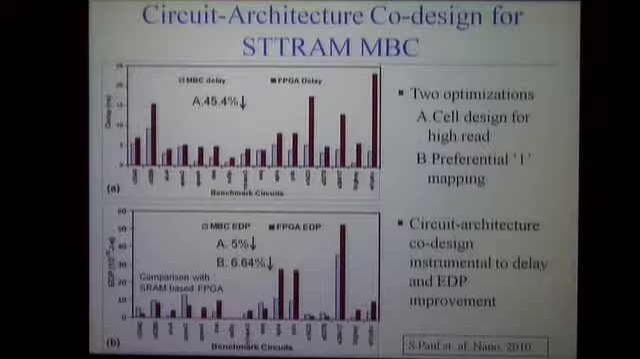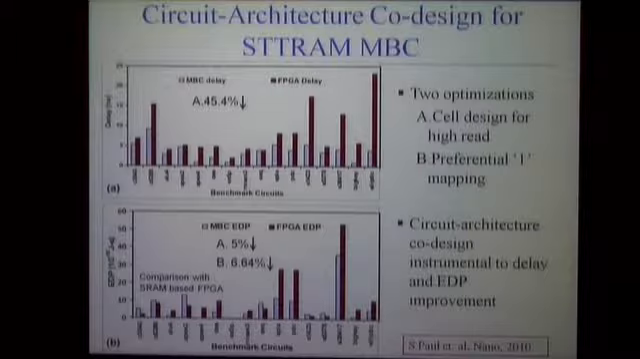As I speak about it, we have two levels of optimizations. First of all, the cell has been designed towards a higher read probability, and that in itself saves a certain amount of energy. Next, we perform a preferential one mapping in order to bring about some further energy savings. So it's essentially what we call a circuit-architecture co-design, because the first step is a circuit step, and the second step is based on the system architecture.